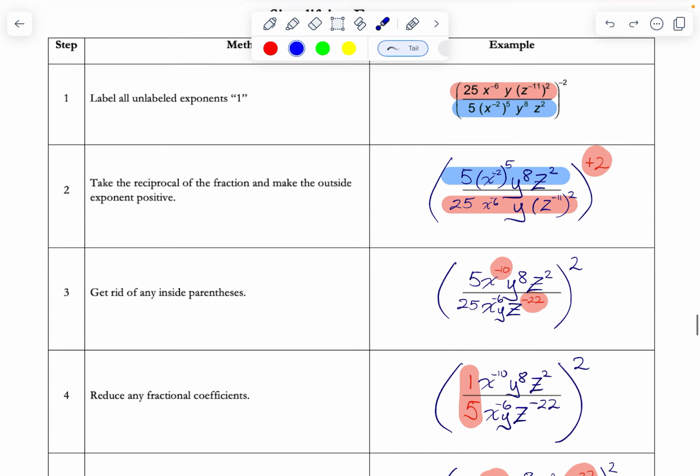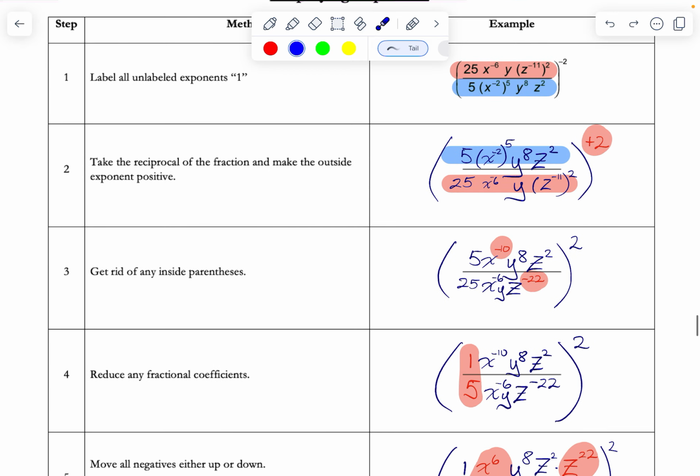So the next thing I might want to do is get rid of any inside parentheses. So x to the negative 2 raised to the 5th, I might just make x to the negative 10. Z to the negative 11th squared, I'm going to make z to the negative 22.